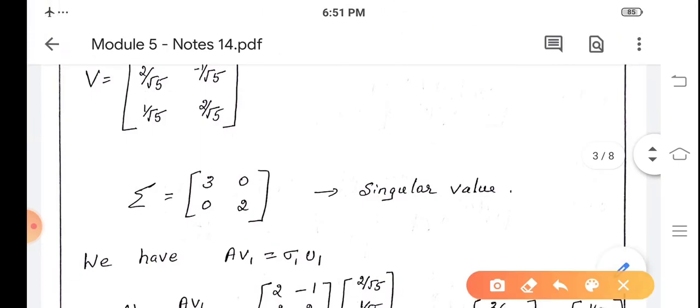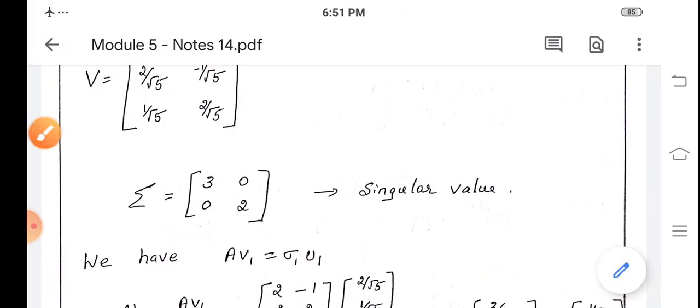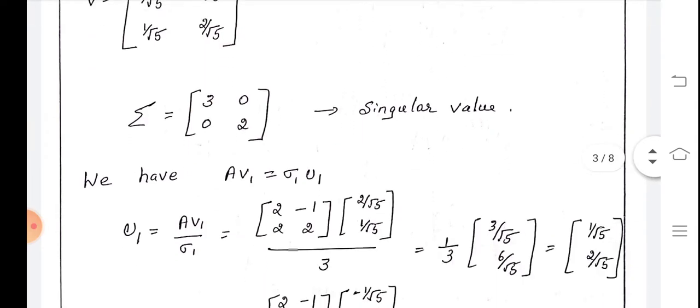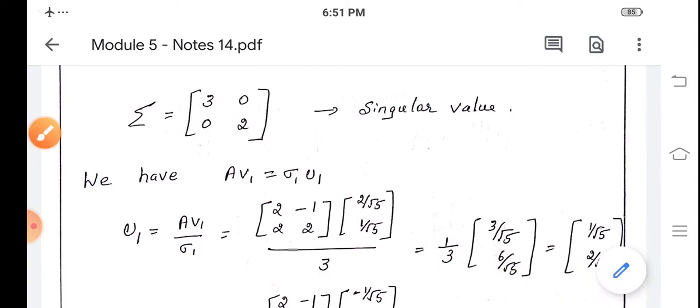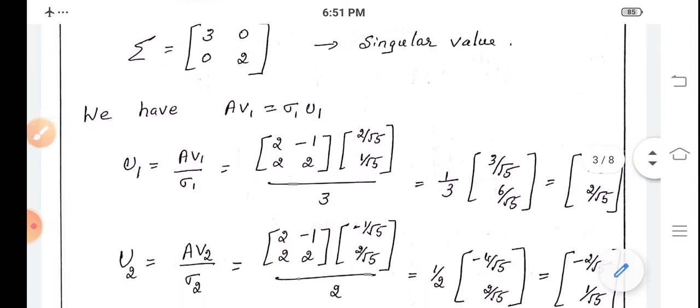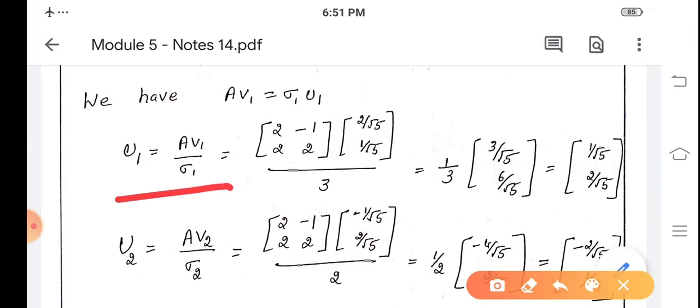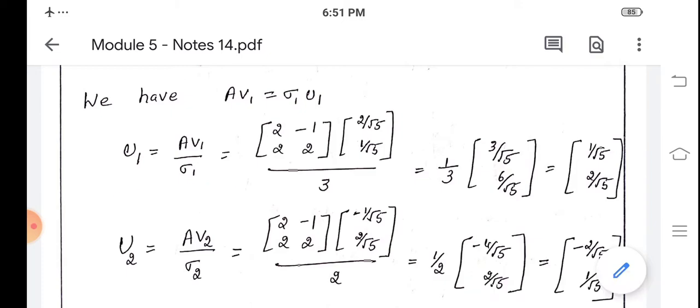Next we write sigma equal to [3, 0; 0, 2]. These are the singular values. And we have A V1 equal to sigma 1 U1. Here we need to find U1 and U2. So using A V1 equal to sigma 1 U1, we write U1 equal to A into V1 by sigma 1.